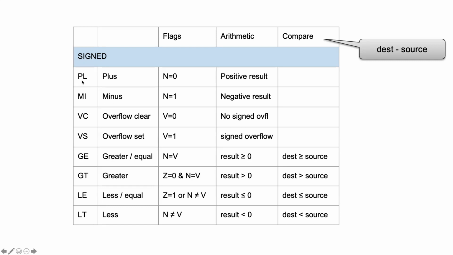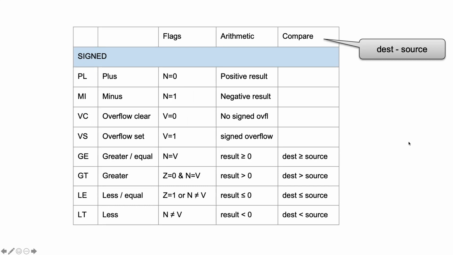So PL, and later we'll see branch on plus, would be if the negative flag is 0. Minus would be if the negative flag is 1, exactly like you'd expect. Same thing for signed overflow. You can read this as VC, overflow clear, and VS, overflow set. I think these all make sense.